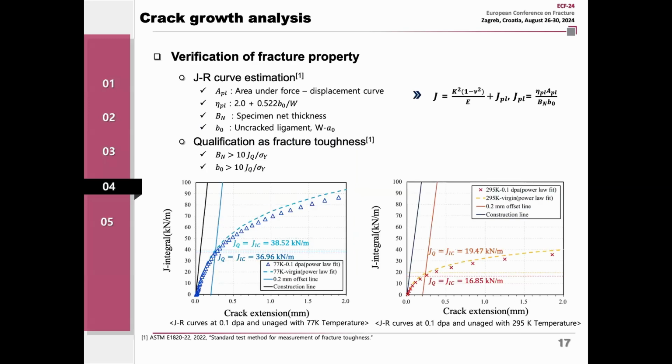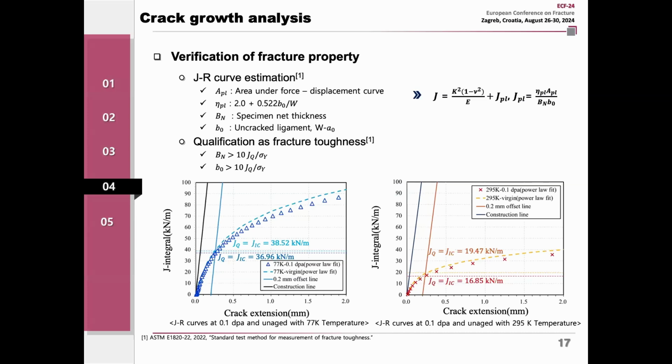Using this simulation result, I also calculated the J estimation to evaluate the fracture toughness. Firstly, J curve estimation was performed using a P-delta curve, incorporating the ASTM standard and the conventional J integral equation based on the area under the P-delta curves. The qualification as a fracture toughness was also performed. Consequently, JQ conformed to J1C in the fracture test. As summarized, please see these two figures. The left figure concerns the cryogenic condition. The right figure represents room temperature.